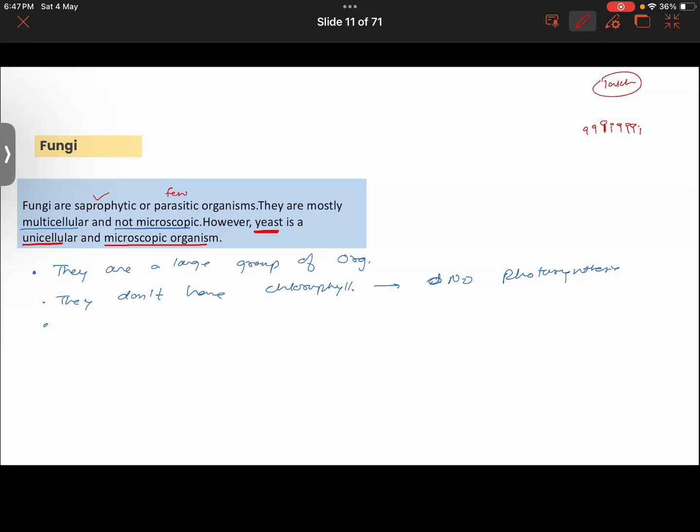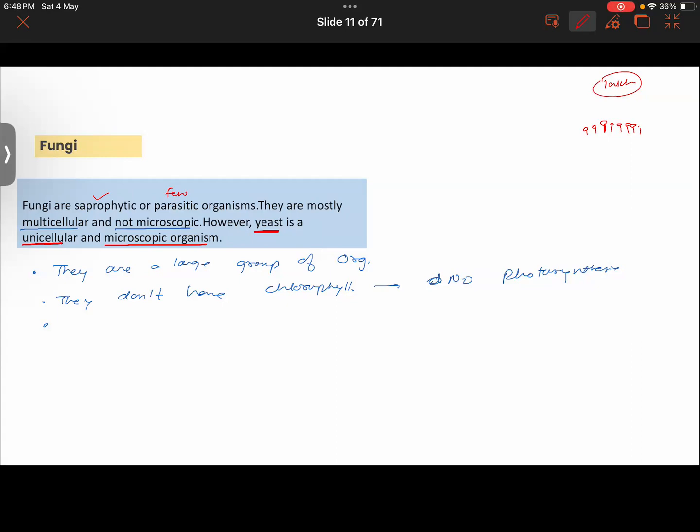Anyone remembers in the previous class we talked about penicillin, the first antibiotic? Fungi are used in the preparation of antibiotics such as penicillin. There are other antibiotics also; penicillin is just one of them.